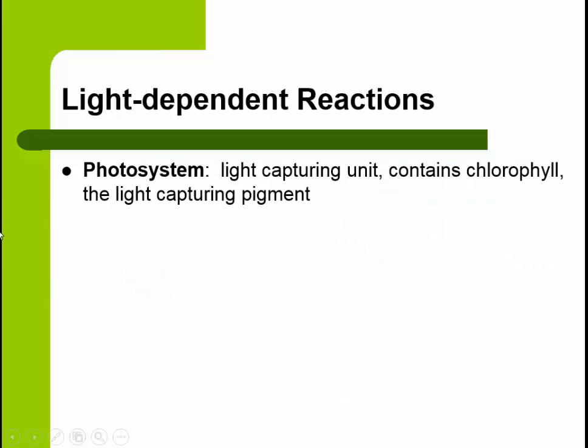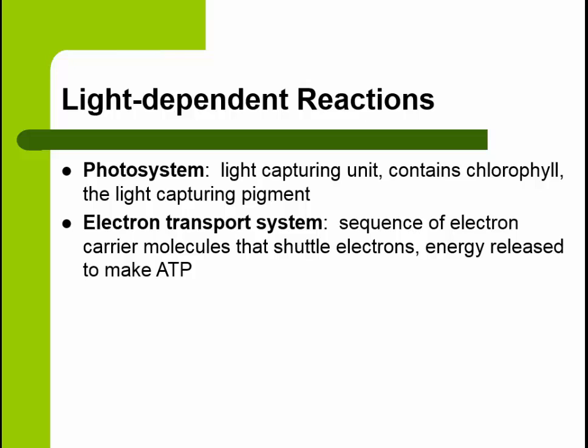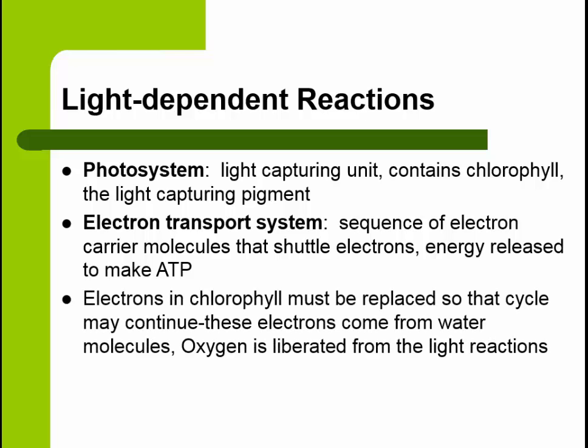Alright, so we have the photosystems here, so those are the light capturing units containing the chlorophyll. We also have the electron transport chain, or system, which is a sequence of electron carrier molecules that shuttle electrons, and those help release the energy to make ATP. So electrons in chlorophyll must be replaced so that the cycle may continue. Those electrons come from the water molecules, and oxygen is the byproduct from that.